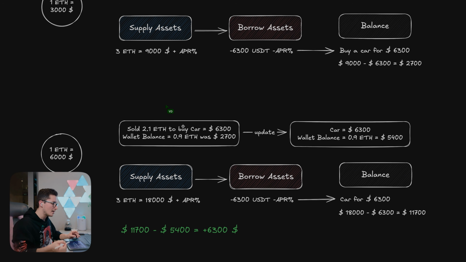Okay, so right now let's compare the difference between just selling our crypto from the wallet to buy a car, and using a lending protocol, when the price is changing. The difference is this amount minus this amount, and we are getting $6,300 more, so we're winning. That's actually the difference, and the use case for why people are using lending protocols.